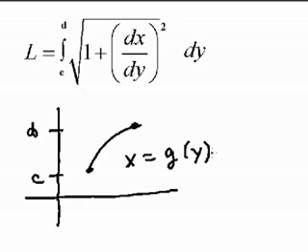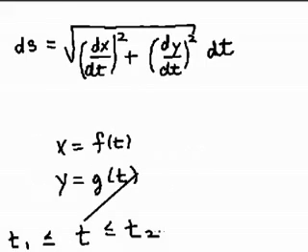And we can see here then that the length of a plane curve is the integral from c to d of the square root of 1 plus dx dy squared, dy. And here, x is a function of y, x is equal to g of y, and the limits for y are c to d.